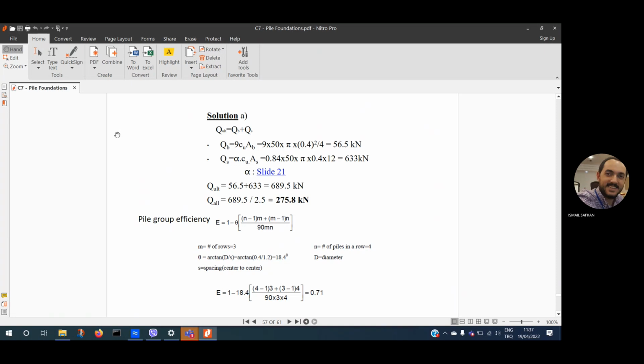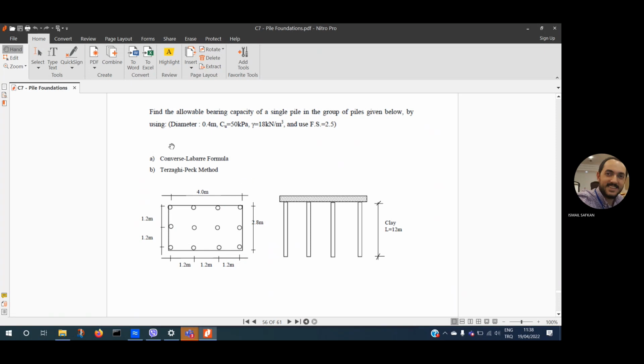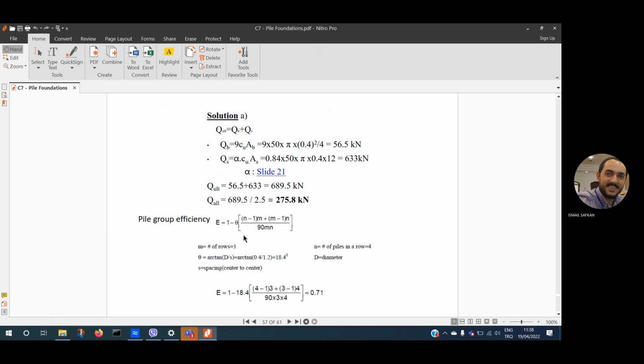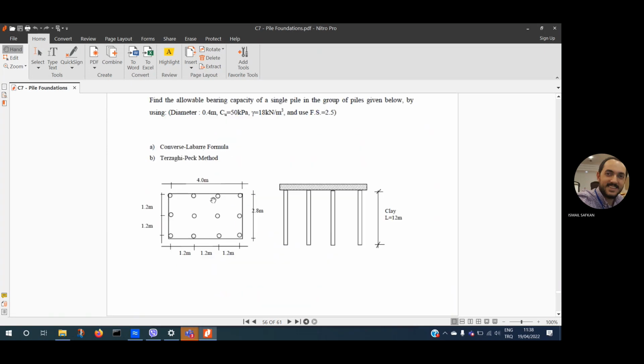arctan d over s, d specifying the diameter, s is the spacing of those piles, from center to center, it includes d in the formula, and you basically calculate an angle as a result of that. m is the number of rows, n is the number of piles in a row. Let's go up. How many rows do you have? 1, 2, 3. How many piles do you have in each row? 1, 2, 3, 4.